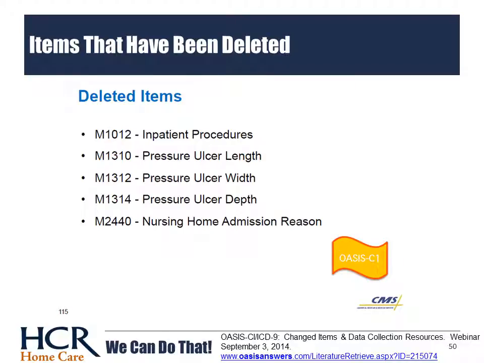Lastly, I'm just going to mention there are a couple items that have been deleted from the OASIS C1, so we will no longer be answering M1012, which is inpatient procedures, where we previously had the ability to put in a diagnosis code, although that information has not really been collected or utilized by OASIS in a while now. M1310, 1312 and 1314, the pressure ulcer length, width, and depth, have all been removed. And M2440, the nursing home admission reason, has also been removed.